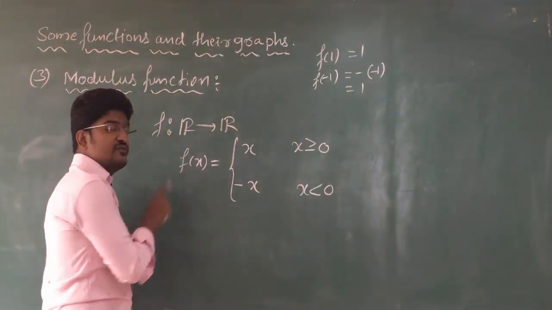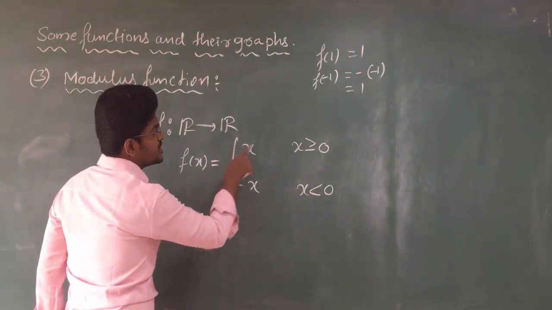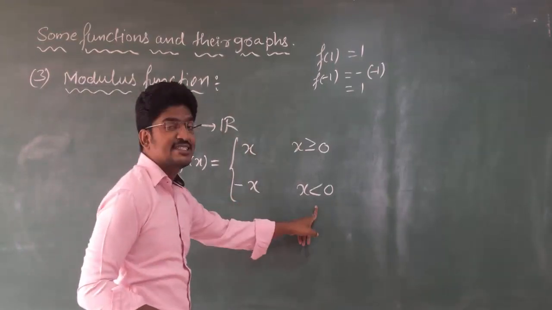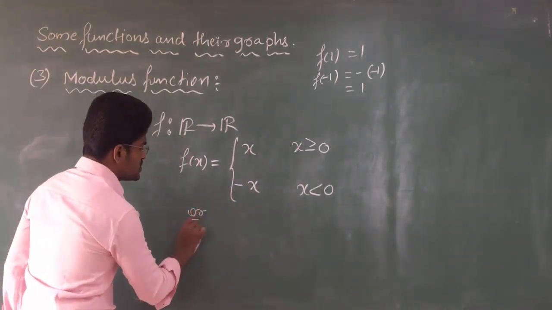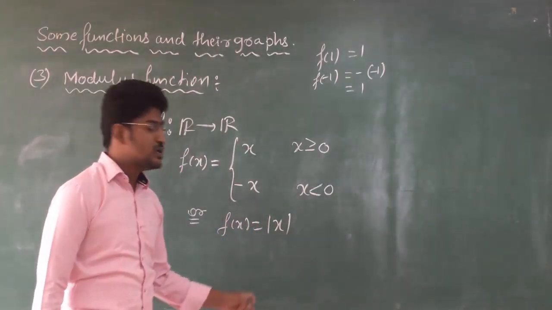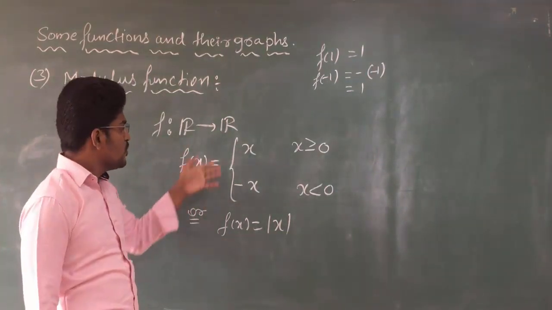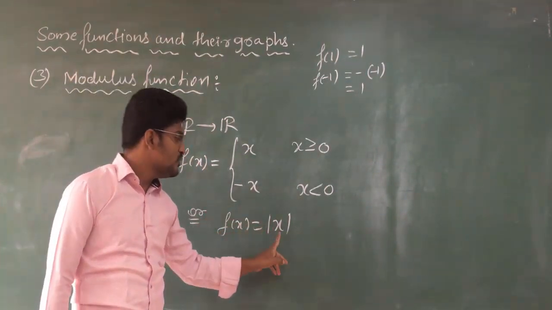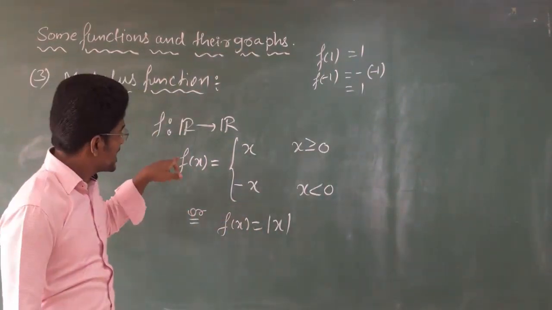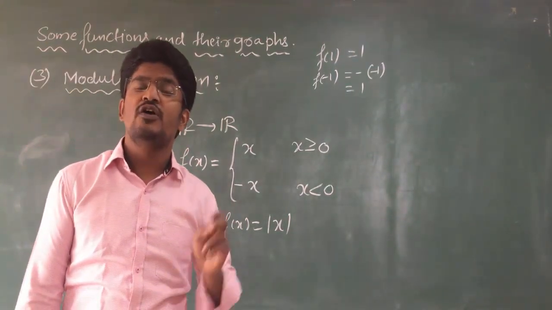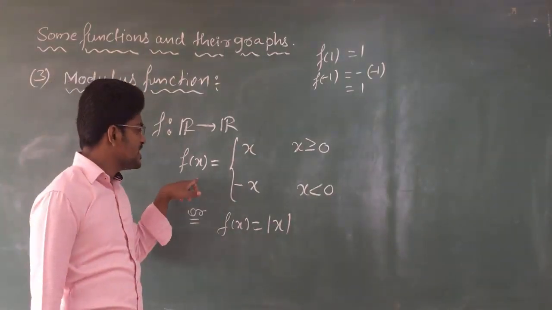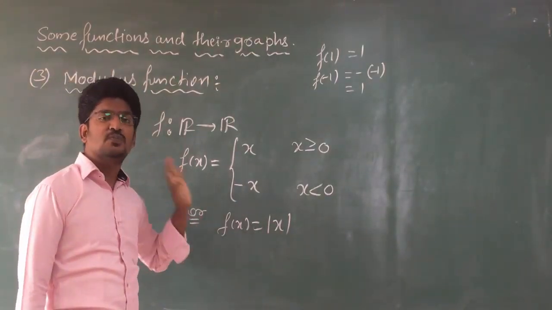So we define it as f of x equal to x for x greater than or equal to 0, f of x equal to minus x for x lesser than 0, or we also write it as f of x equal to mod x, because most of the time it will be very lengthy to write, that's why we use this notation. But in the exam you write this. You practice this, then you will get a clear idea of the mod function and why the mod function is always positive. Clear?